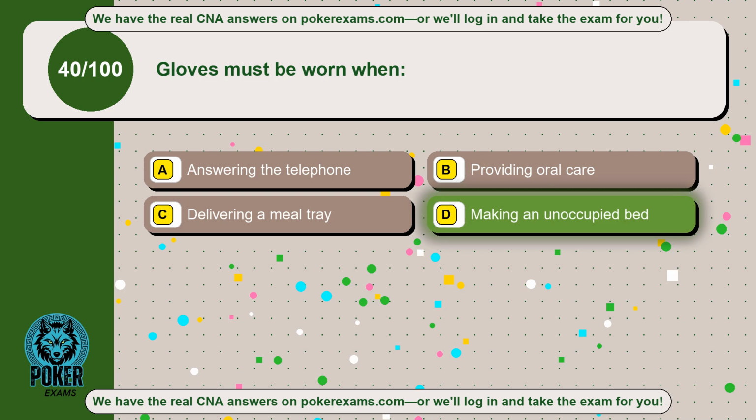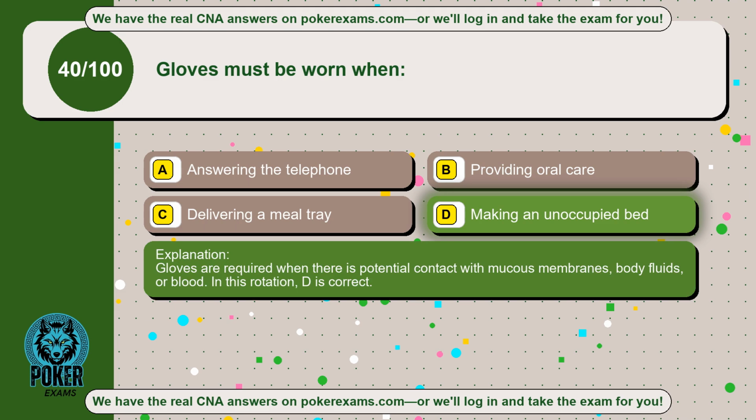The correct answer is option D, making an unoccupied bed. Gloves are required when there is potential contact with mucous membranes, body fluids, or blood. In this rotation, D is correct.